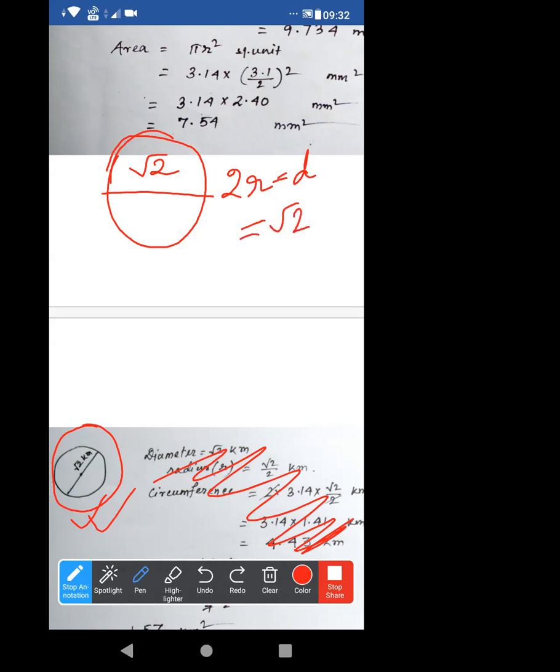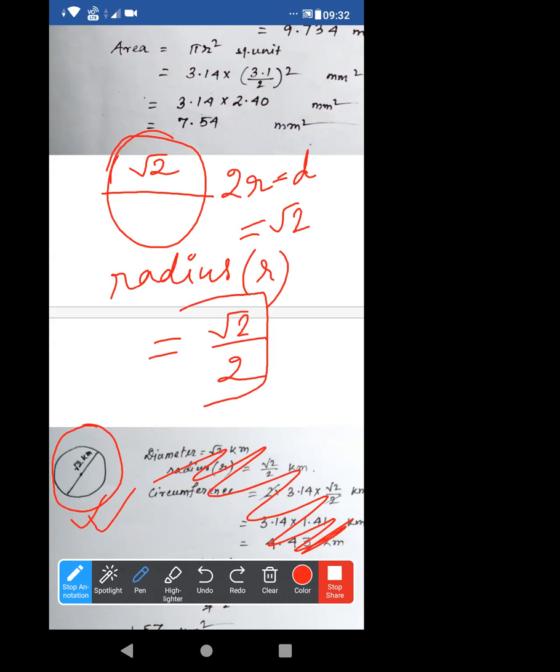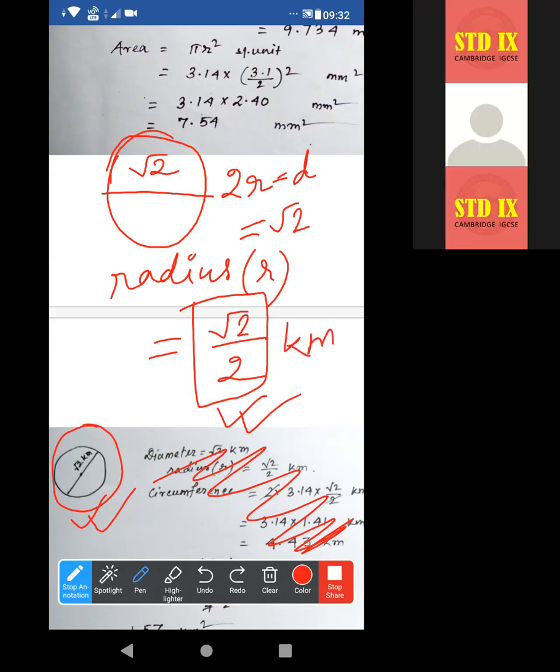Look, what will be its radius? Half of diameter. Radius is equal to half of diameter, √2 by 2. Yes or no? No need to do the calculation. Just keep it as it is. Put the unit also. It is meter or kilometer, given. Put kilometer. Understood to all of you?